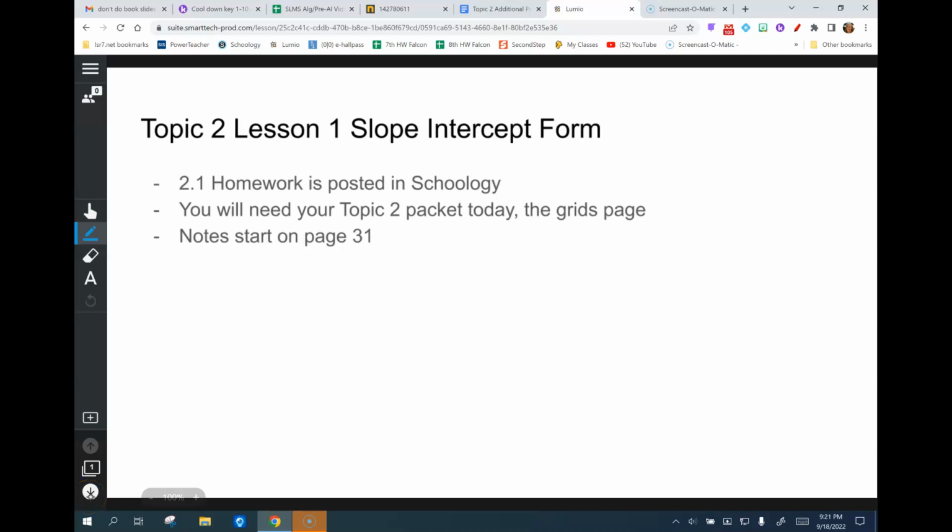So today we're doing topic 2, lesson 1, and it's the slope-intercept form. This is my very most favorite form of linear equations. Yes, I have a favorite form for equations.